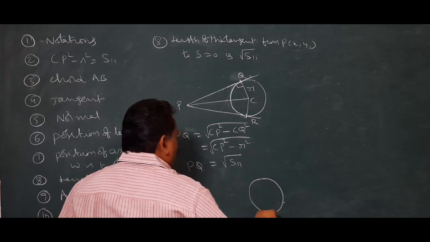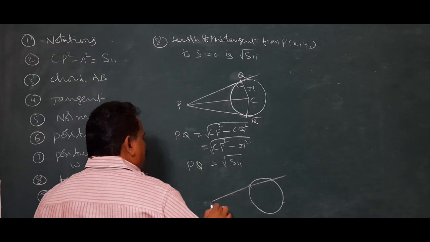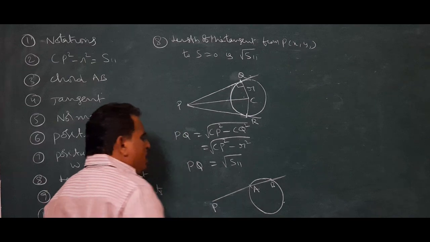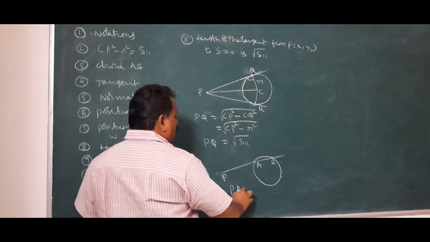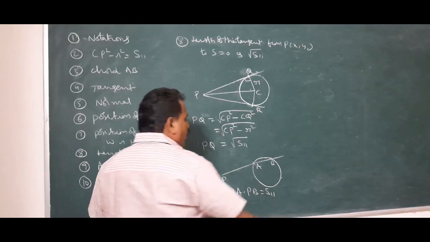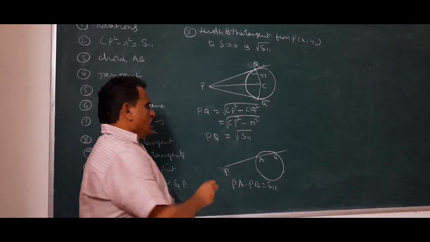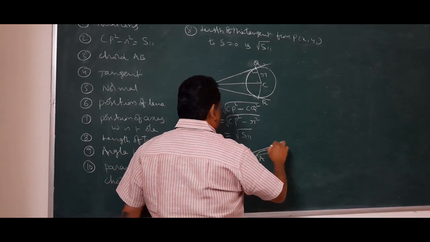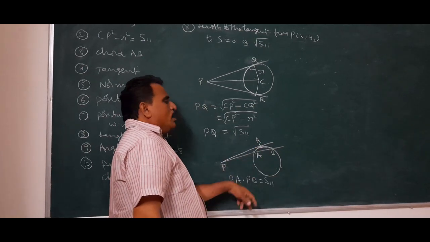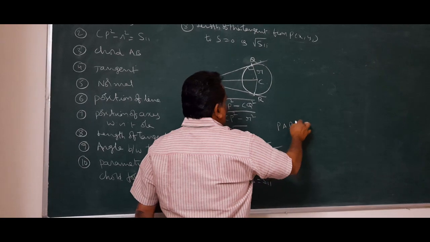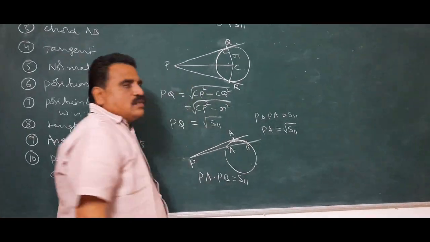If we draw a secant line, that means it cuts the circle at the points A and B, then PA into PB is S11. Whenever this secant line becomes a tangent, B and A coincide. Then PA into PA equals S11, that means PA square equals S11, so PA equals root S11.